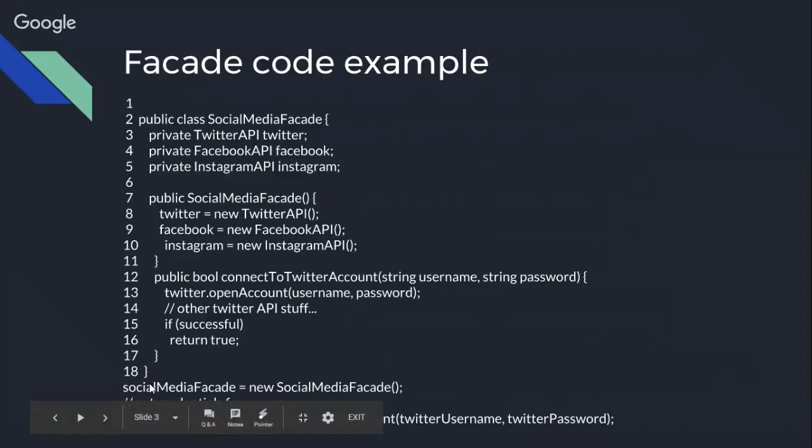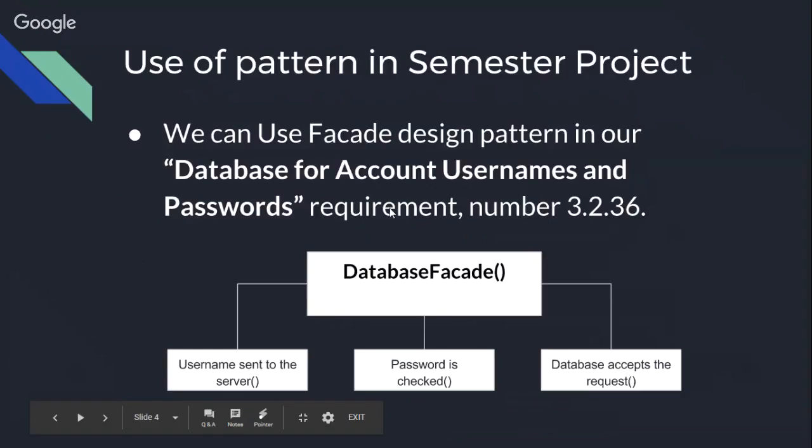So here in the example, we have the social media facade equals, we create the object, get the credentials from the user, and then we just call the method connectToTwitterAccount, passing in our username and password. And so it really makes it easier for the client to implement those features of the APIs.